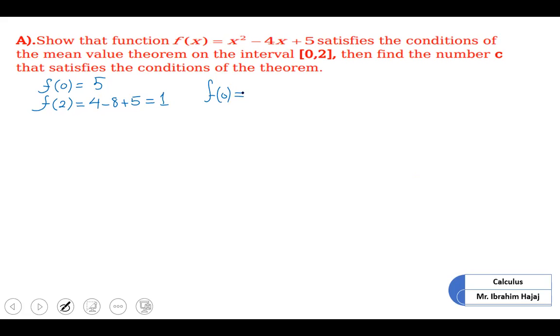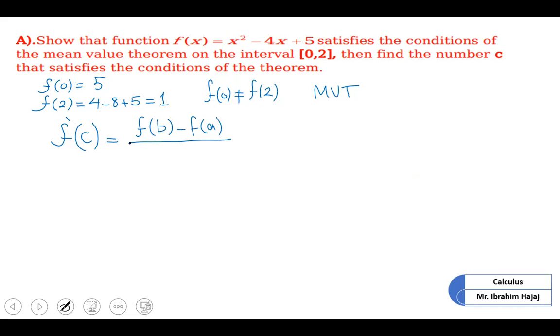So f of 0 does not equal f of 2. So in this case, we have to use the mean value theorem, MVT. Yes. So in the MVT, what should we do, guys? What are the steps? We have to find f prime of c equals f of b minus f of a, all over b minus a. So let's first find the derivative of the function and substitute c for every x.